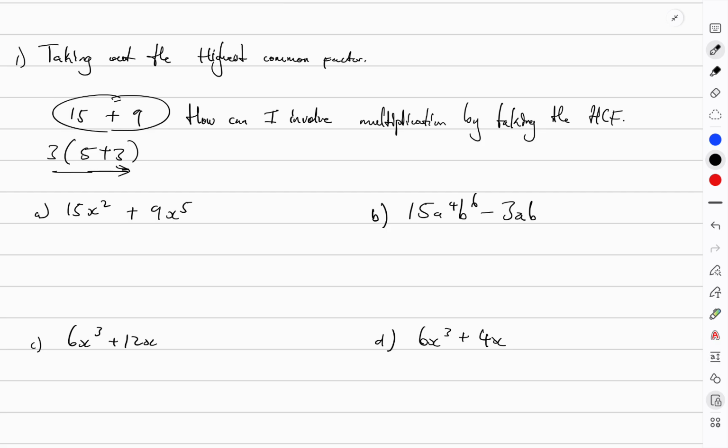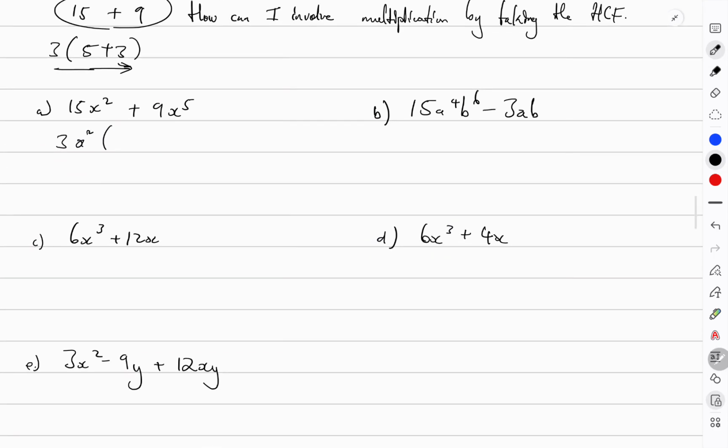So the first one, I'm having 15x squared plus 9x to the power 5. Is there a highest common factor between 15 and 9? Yes. What is that highest common factor? It is going to become a 3. Is there a highest common factor between x squared and x to the power 5? Yes. And what is that common factor? It is going to become x to the power of 2. Right. What should I multiply? Because you remember distributive law, it means if we multiply, it should take us back here.